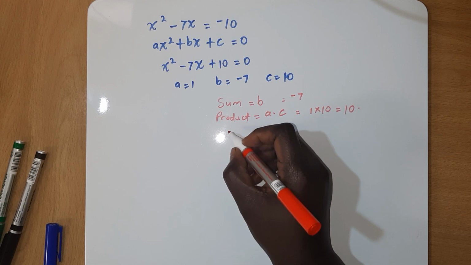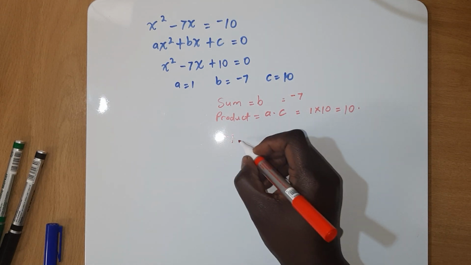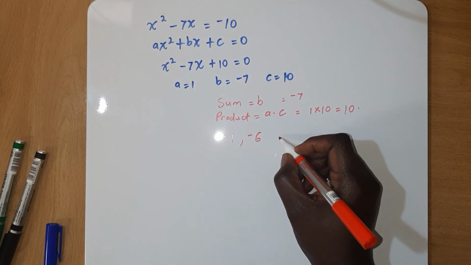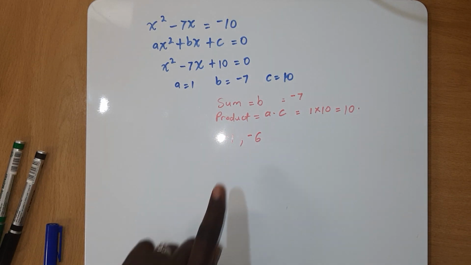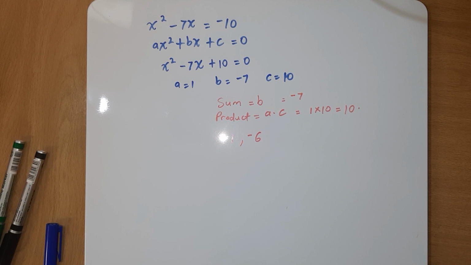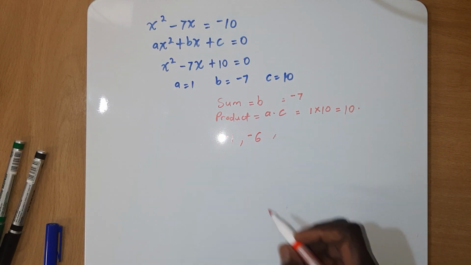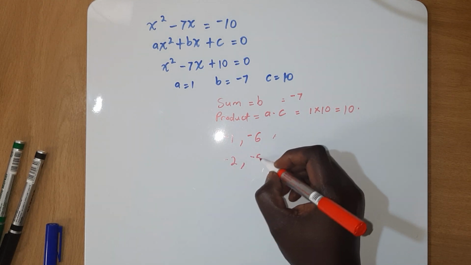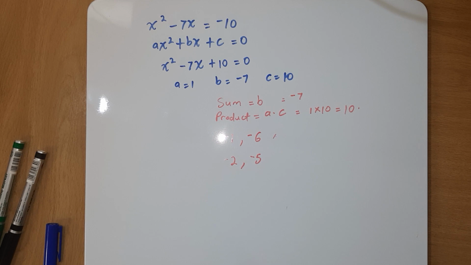Let's start. What two numbers do we add to get minus 7? Let's start with minus 1 and minus 6. When we add them up, we get minus 7. When we multiply them, though, we get 6. So this is not the combination. Let's try with minus 2 and minus 5. When we add them up, we get minus 7. When we multiply them, we do get 10. So this is our combination.